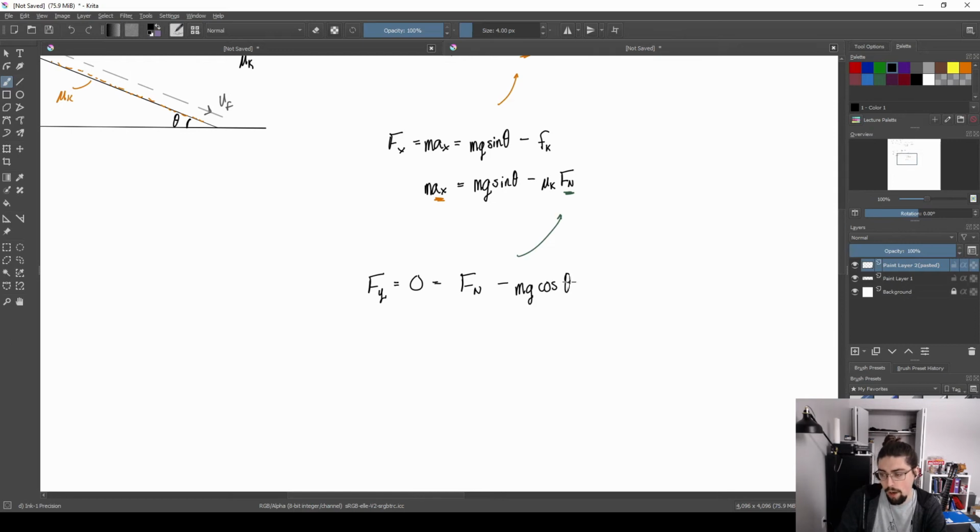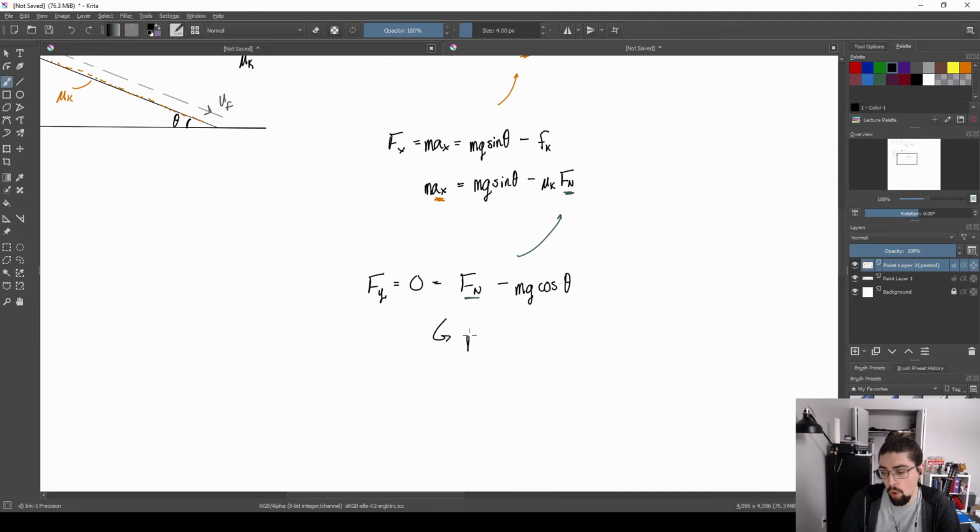Cosine of theta, before I mess that up again. But I know that together they should sum to 0 because I'm not going off of the slope, I'm not going into the slope. I'm staying on the slope, I'm just sliding down it. So between those two things, that's all I've got here. We're looking for F of N. So let's solve out for it.